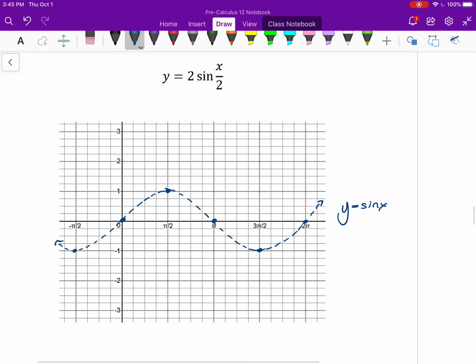So what's happening here in terms of a transformation? Well, the 2 is a vertical expansion by a scale factor of 2. The x is being divided by 2. That represents a horizontal expansion by a scale factor of 2.